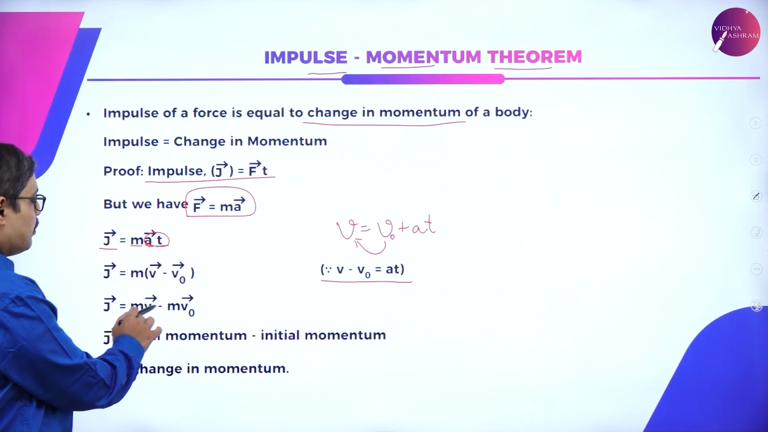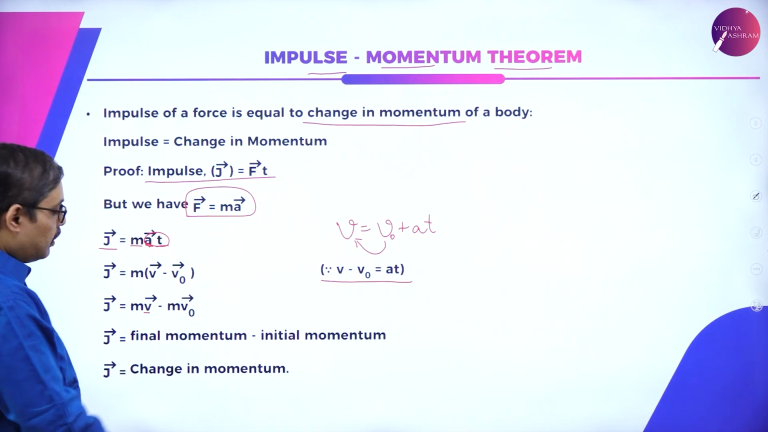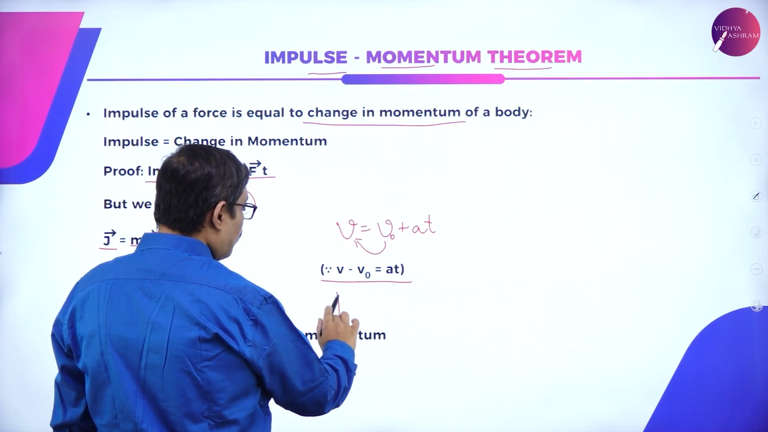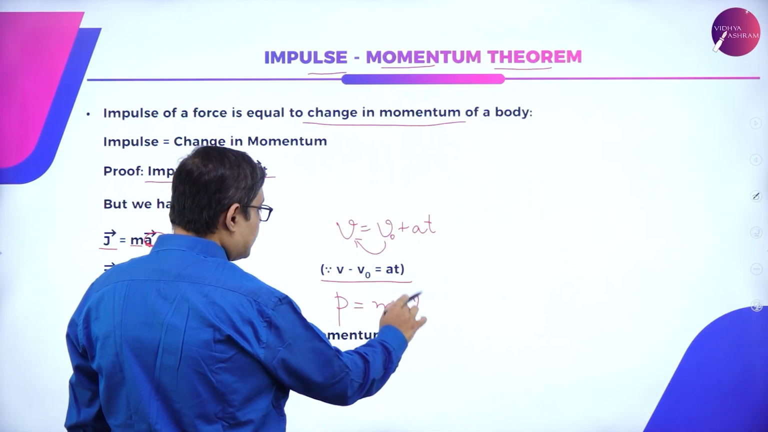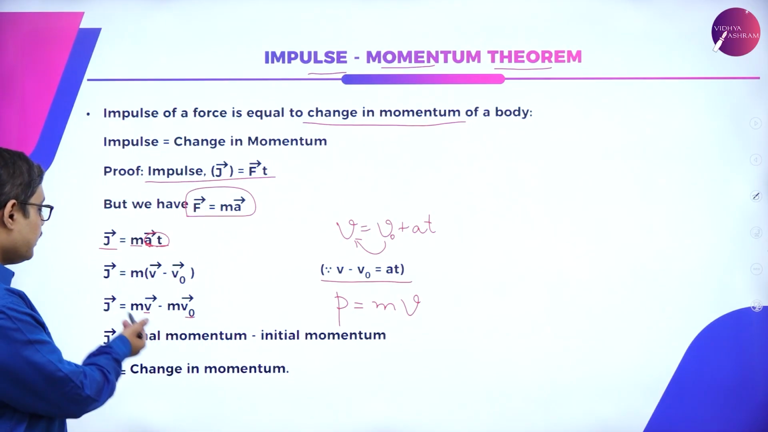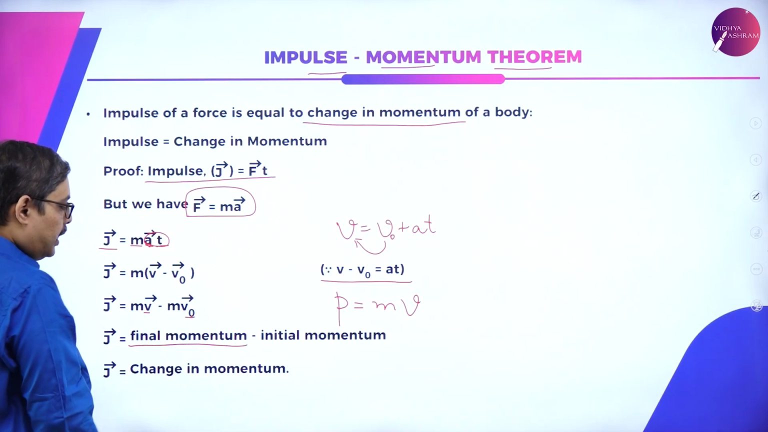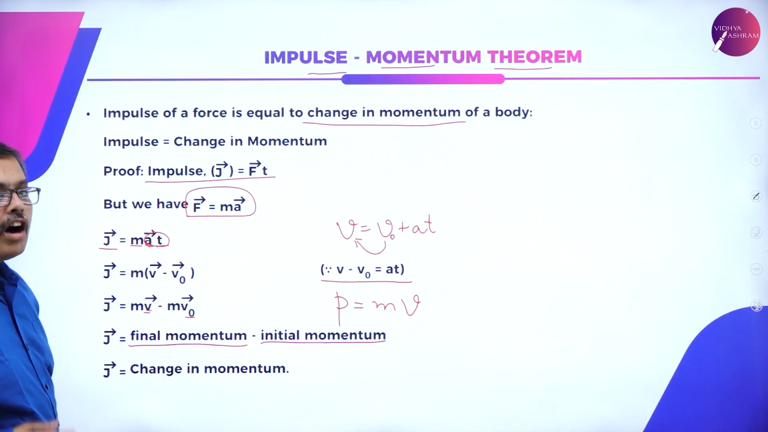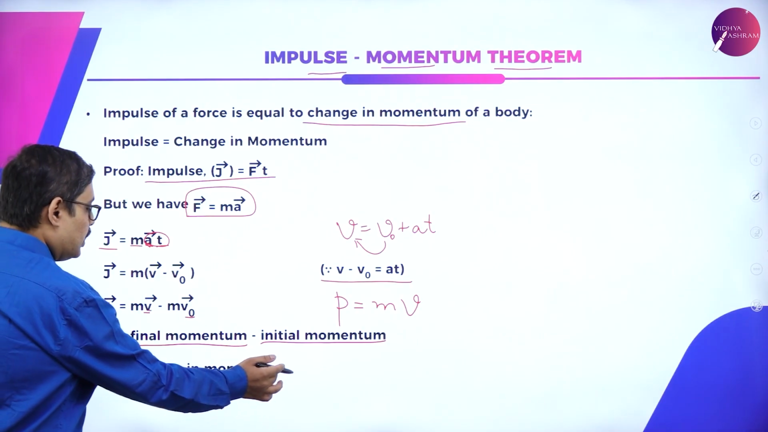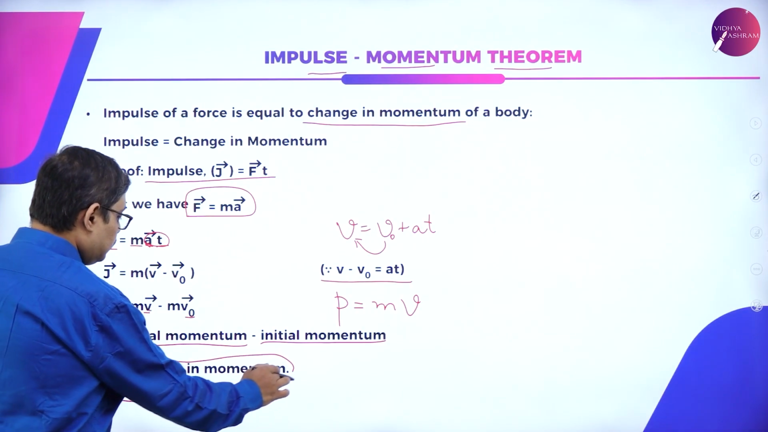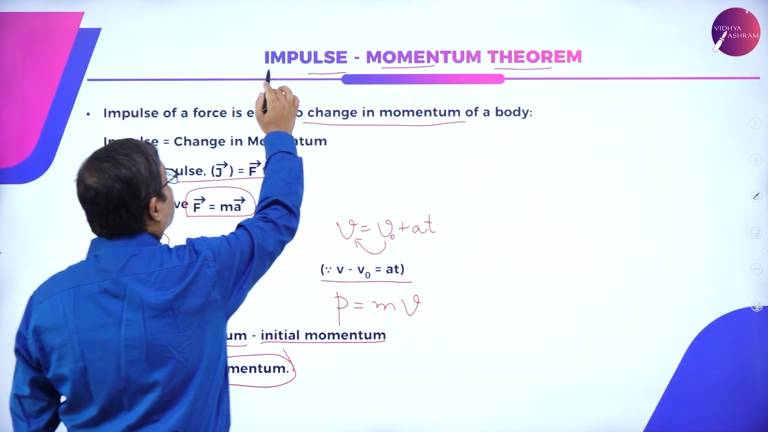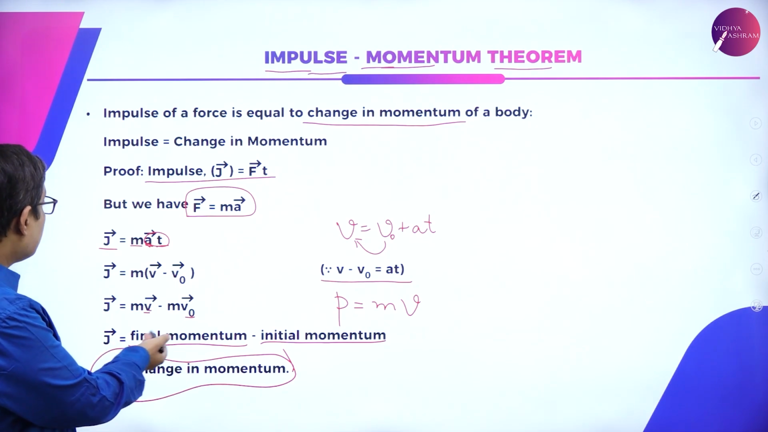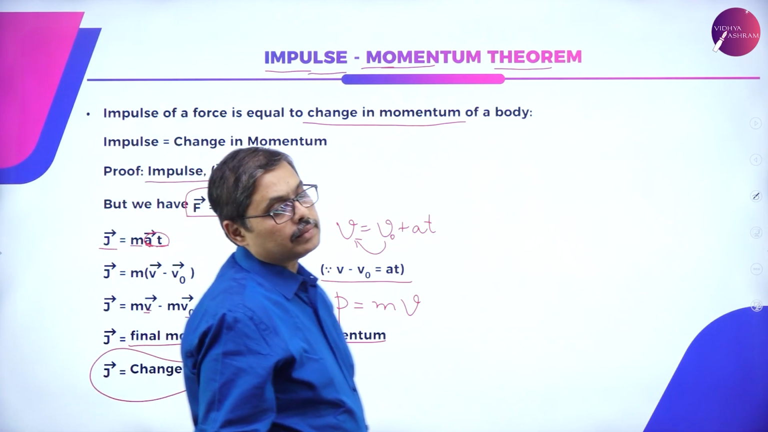So I am left with mv minus mv naught, where V is the final velocity and V naught is the initial velocity. What is momentum? Momentum equals mass into velocity. So I have impulse is equal to final momentum for this final velocity and initial momentum for this initial velocity. Or in other words, impulse is equal to change in momentum. This is what the impulse momentum theorem states. I repeat, impulse is equal to change in momentum.